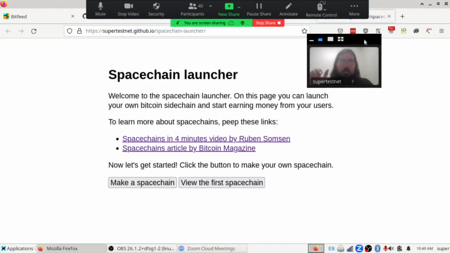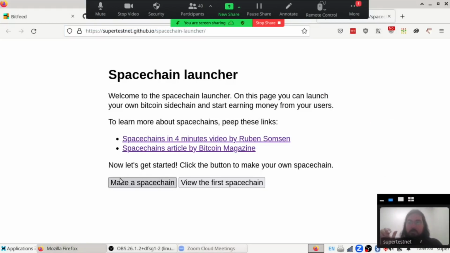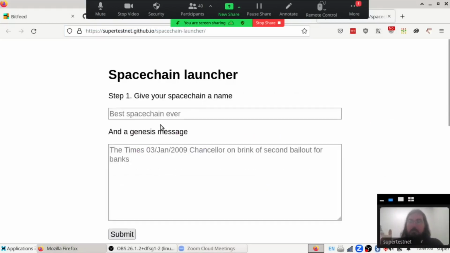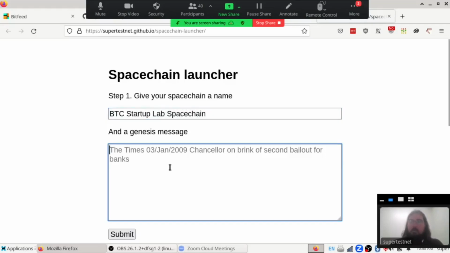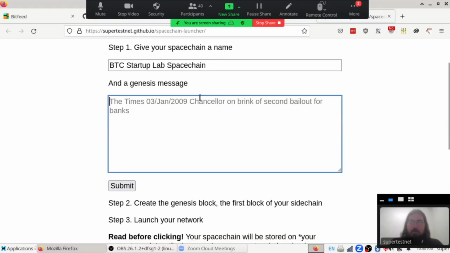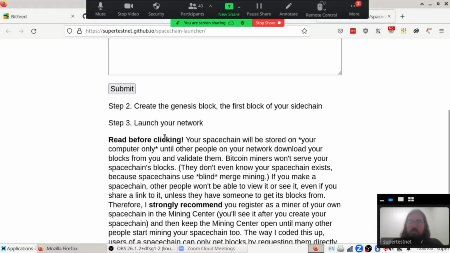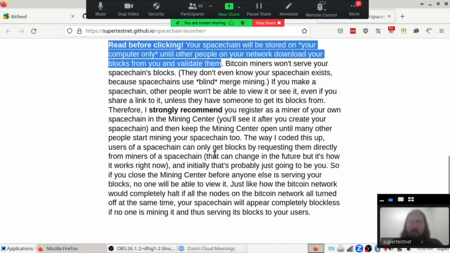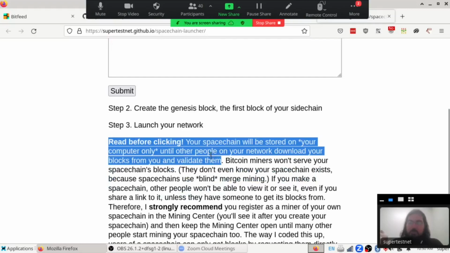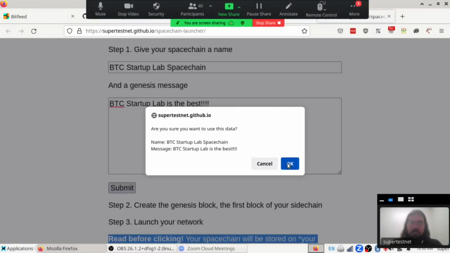So here we are on the Spacechain launcher, and we're going to make a Spacechain. Let's give it a name. Let's call it the BTC Startup Lab Spacechain. You can create a little Genesis message like Satoshi put in the first Bitcoin block, Chancellor on brink of second bailout for banks. We'll just put BTC Startup Lab is the best. Okay, so that's going to be our Genesis message. Then it says read before clicking, but I'm going to skip that because I only have 10 minutes and this looks like it would take 30 minutes to read. So just click submit, and yep, that's the data I want to use.